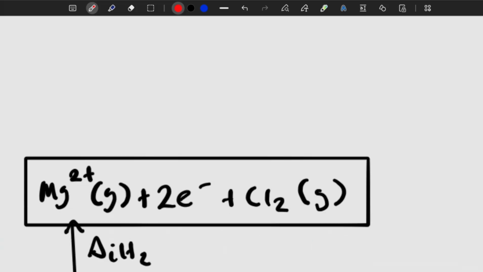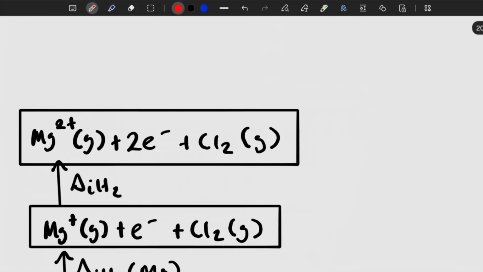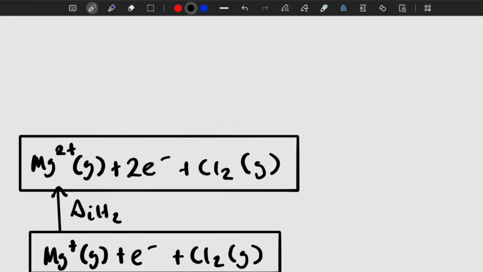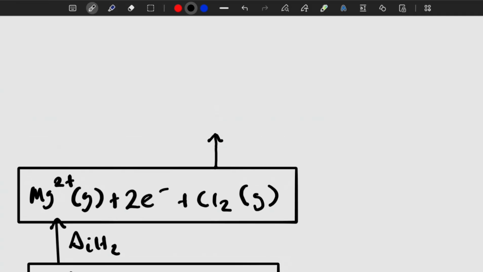So how do we do that? Well, the enthalpy of atomization forms 1 mole of gaseous atoms. So we do the enthalpy of atomization of chlorine, and that is endothermic. So it keeps on going up. Wow, quite big actually. Okay, so there we go.